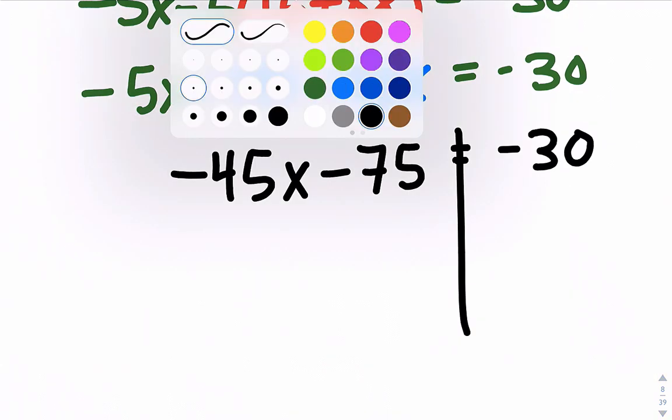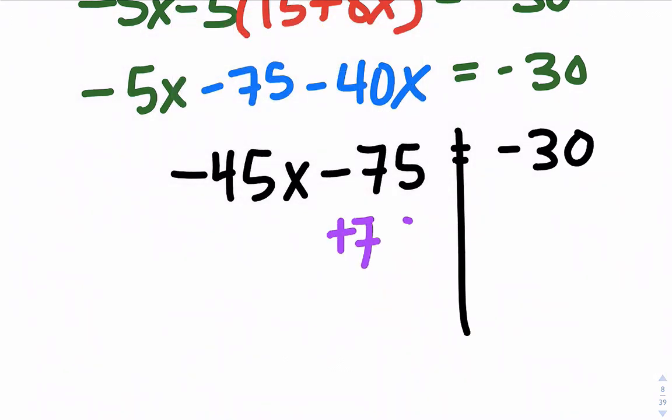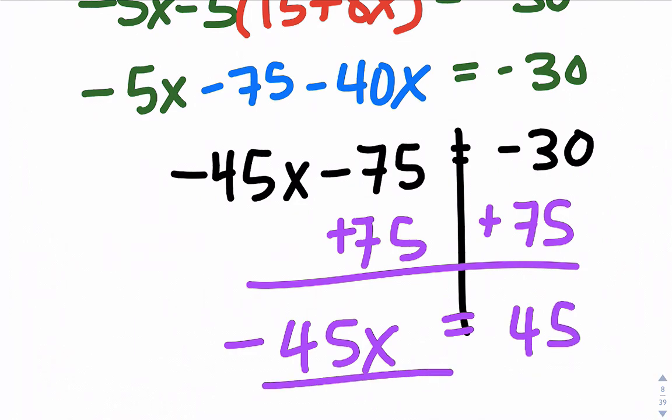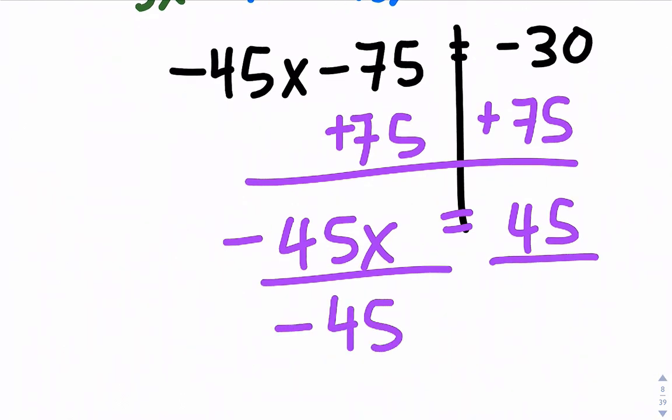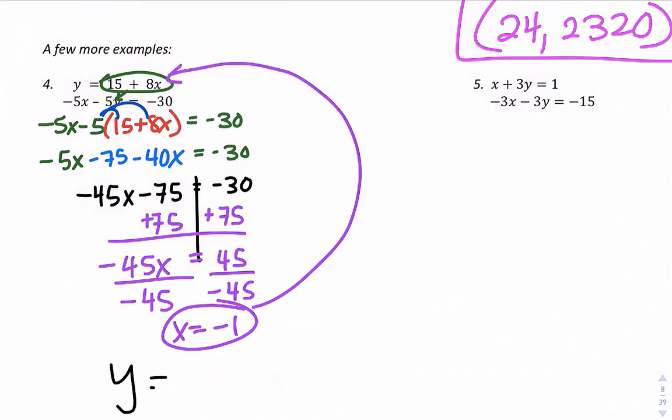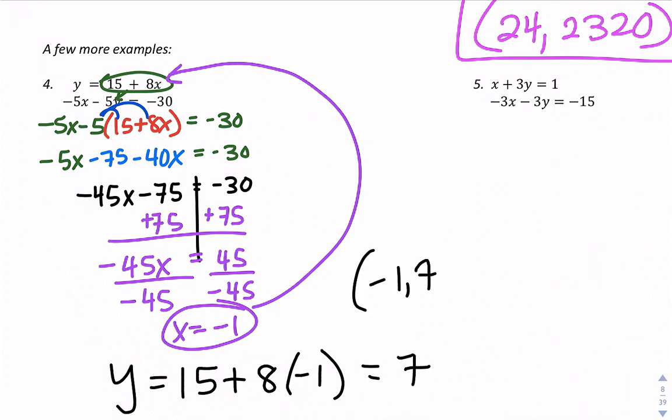We solve that, add 75 to each side. So we get negative 45x equals 45. Divide by negative 45. So you get x equals negative 1. All right, we're halfway done. Remember, we want the point of intersection. So we're going to plug back into either equation. It's going to make sense to plug into the top one, I think. So we have, this is shorter, y equals 15 plus 8 times negative 1. And so that would give us 7. So these two lines do cross, and they cross at the point negative 1, 7.